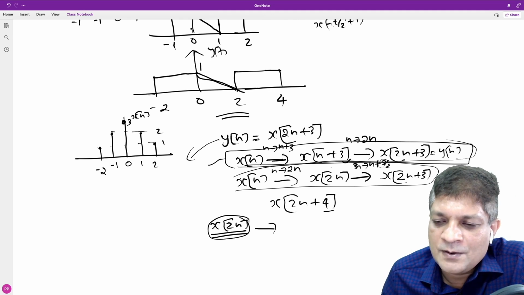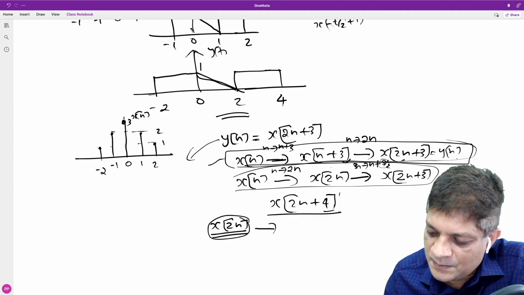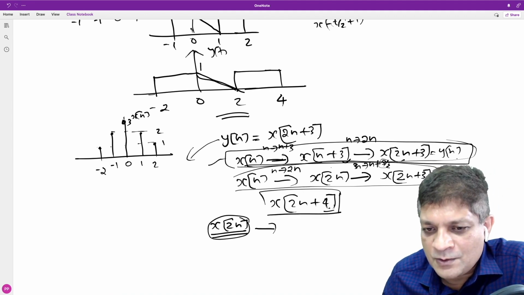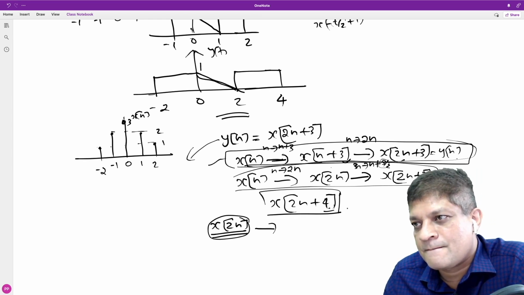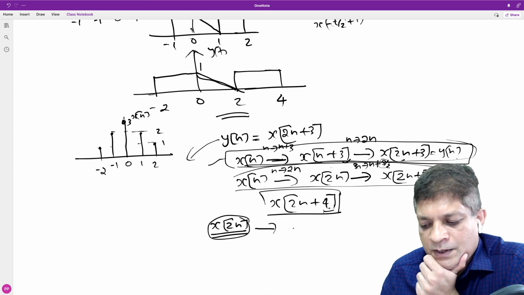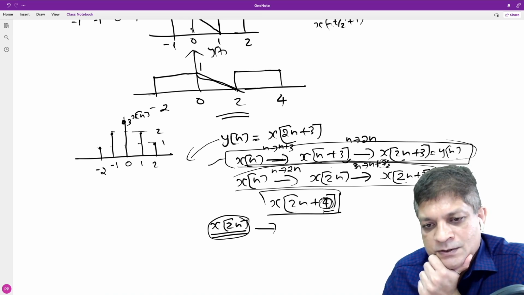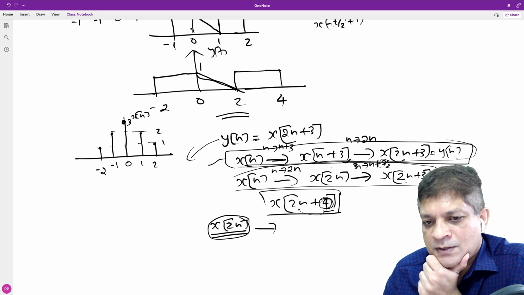They will not be equal, but sometimes they are the same, for example x[2n+4]. Can we do it in any order in this case? Yes. So can we generalize this? When the shifting factor is an integer multiple of the scale factor, we can do it in any order. Otherwise, first time shifting and then time scaling.